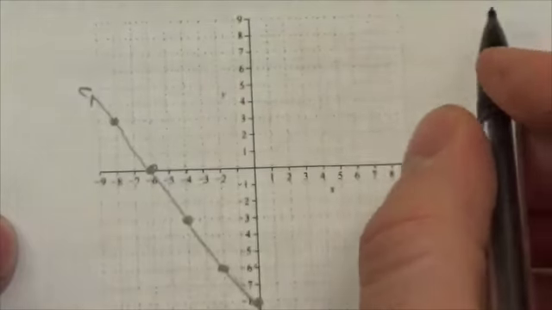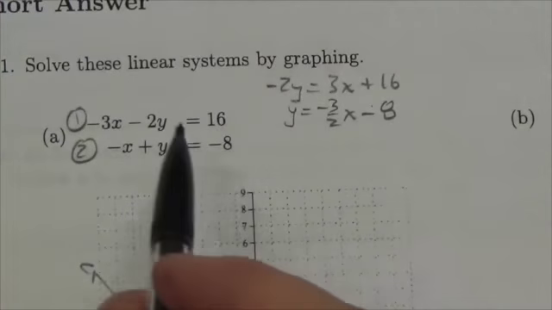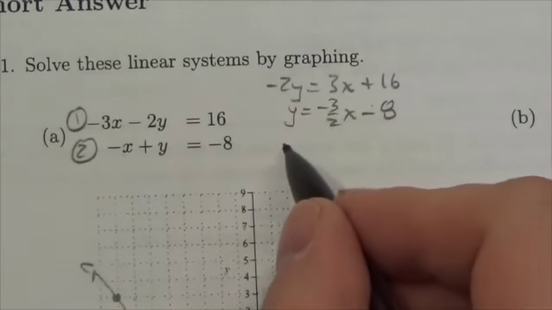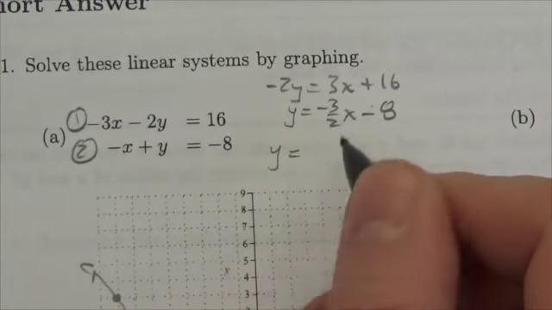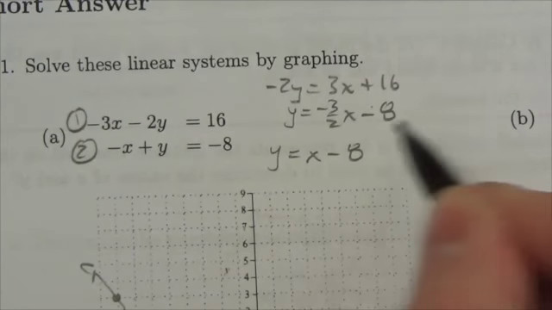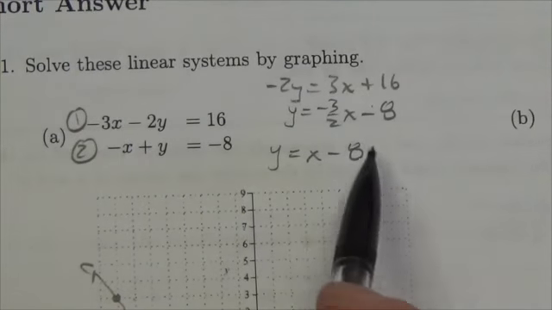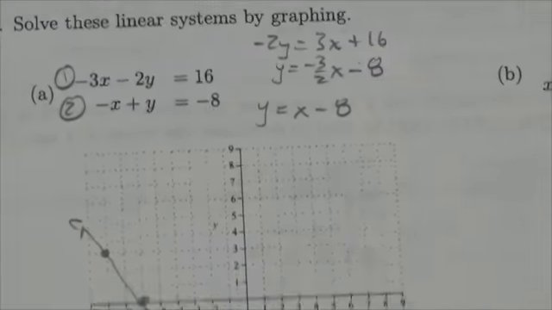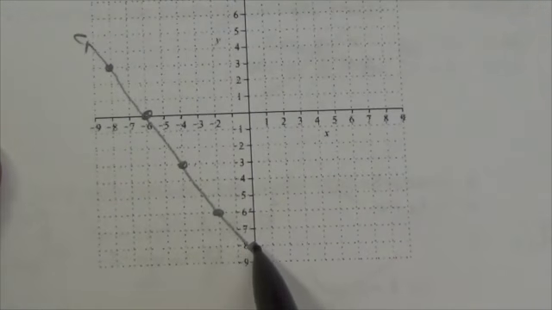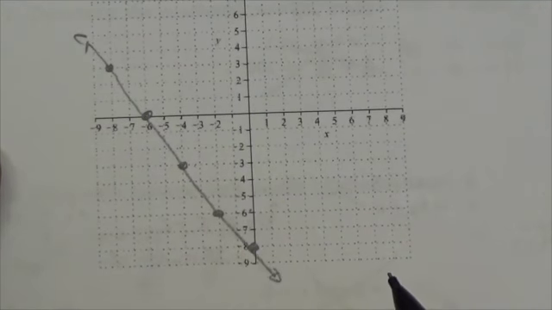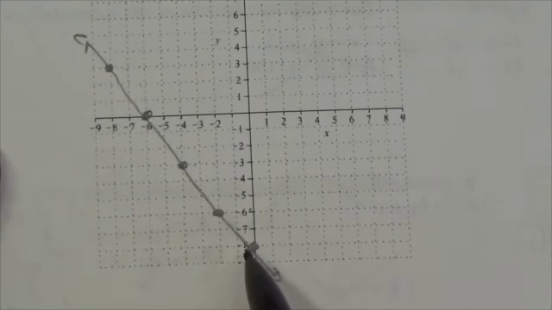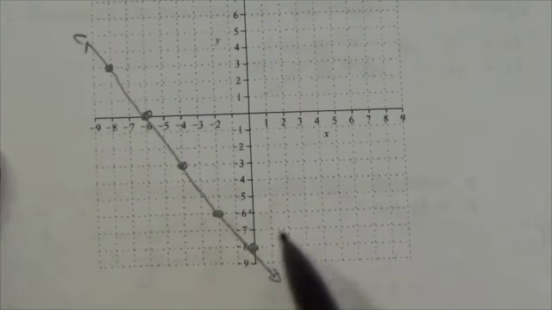Okay, line 2, I'm going to do the same thing. Whoops, sorry, up here. Line 2, I'm going to do the same thing. I'm just going to isolate the y. This is a little bit easier. I'm just going to get y equals x minus 8. Okay, so this has got a y-intercept of negative 8 and a slope of 1. Now, the other line had a y-intercept of negative 8. So the two lines are going to intersect right here.